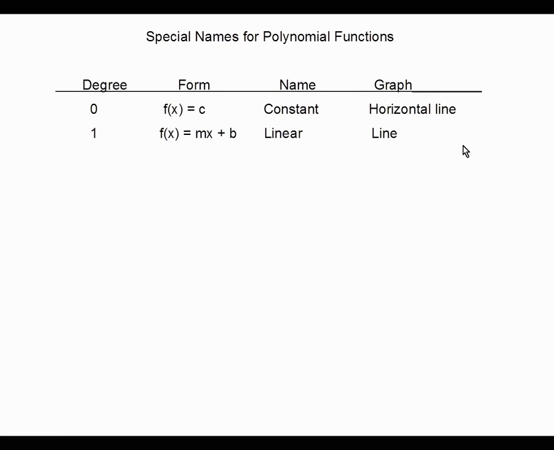Degree 2 looks like f of x equals ax squared plus bx plus c. It's called quadratic. It graphs as a parabola. A parabola is that kind of U-shaped looking thing, or a U-shaped upside down.